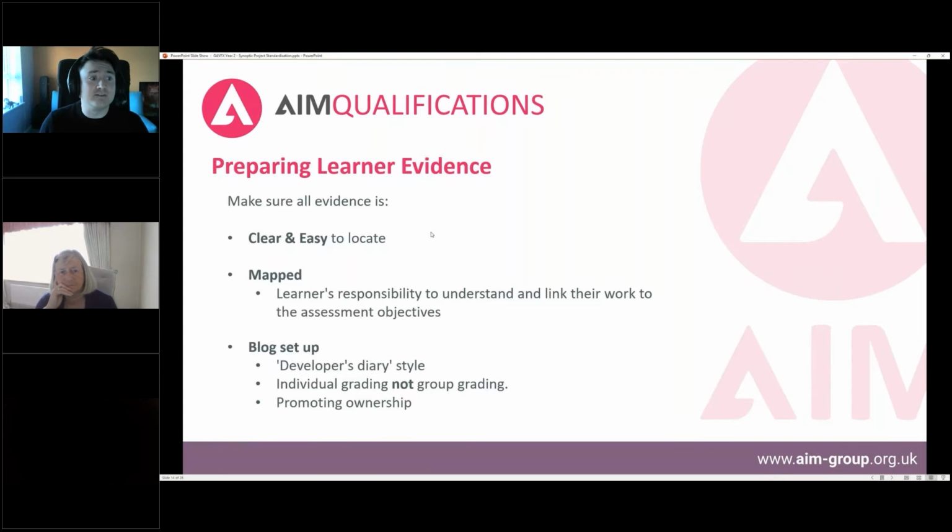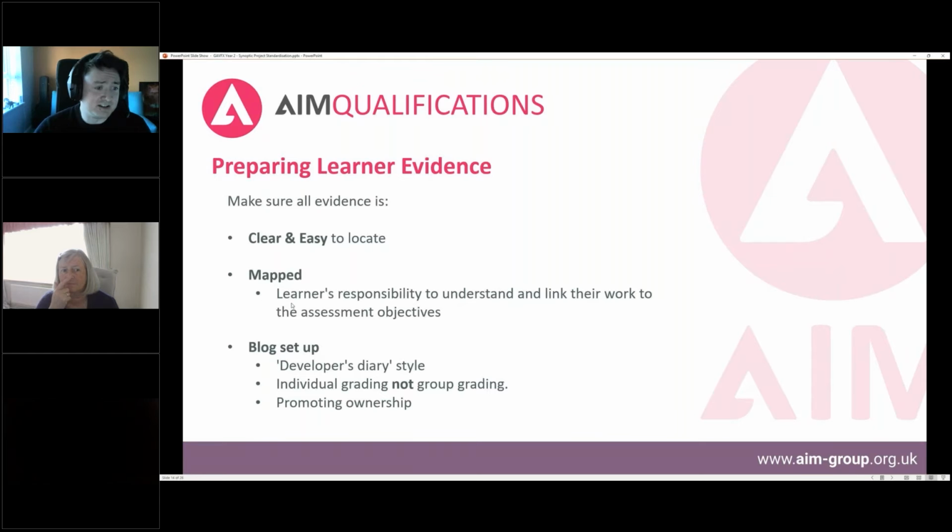Your EVs are going to want this clear and easy to locate, so that when you give them the learner evidence, it makes sense, and they're going to be able to see all of the evidence from all of the units that we've just talked about easily on the blog, and they can understand how you have done that there. So ideally, it should be mapped.